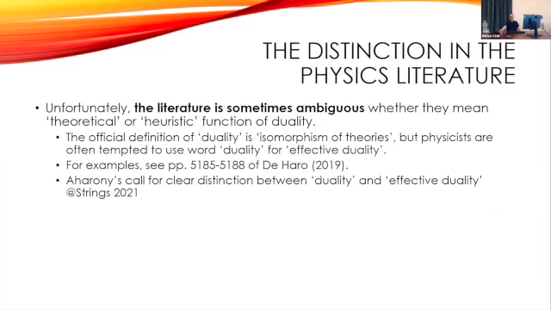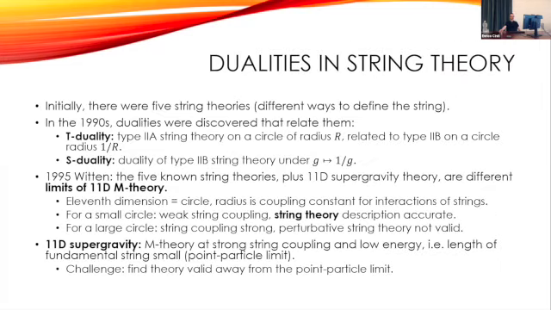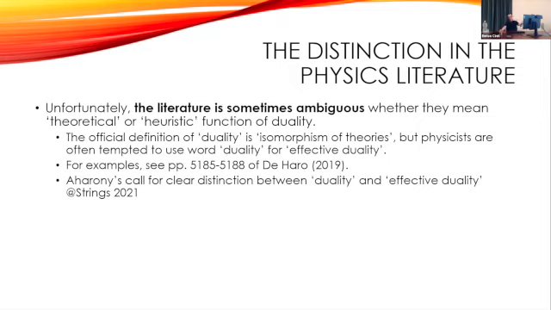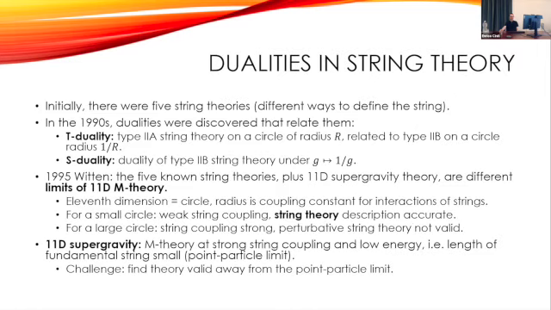But I think that especially for us philosophers, it's very important to make this distinction. So, dualities in string theory. Okay, so this has been general about what is the heuristic function of dualities. It's quite straightforward. Now I want to say something about the actual examples and how this plays out.